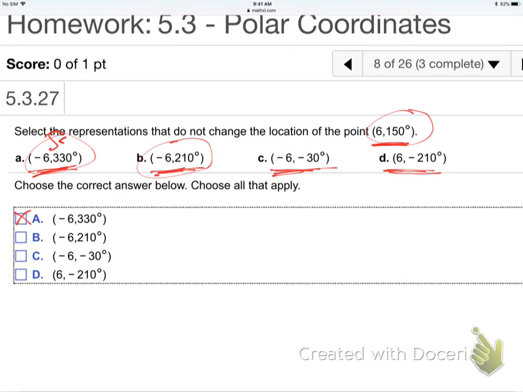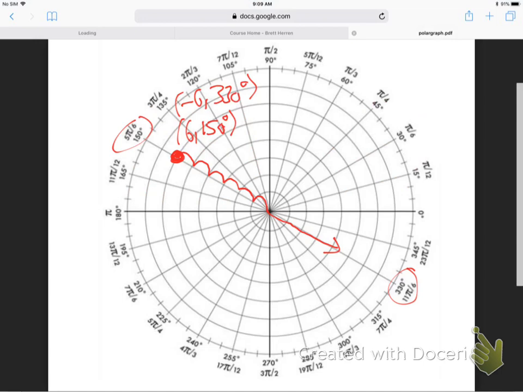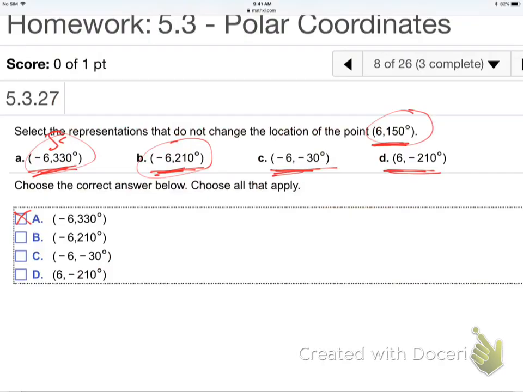How about B? Aim at 210. I don't think 210 is going to work, is it? 210's right here. If you aim at 210 and you backfire 6, you're going to be going back this way: 1, 2, 3, 4, 5. You'll end up here. That's B. No, that's not the same location. Everybody see how B is a different location? So B is a no. This one's a yes.